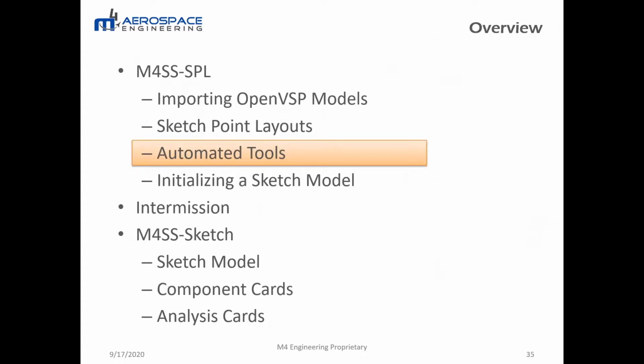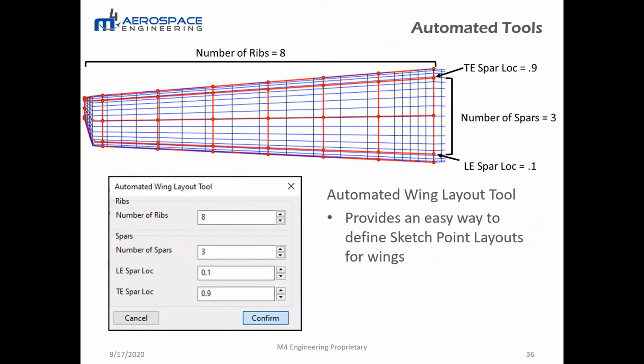So now I'll go over some of the automated tools included in the sketch point layout tool. The first automated tool is the automated wing layout tool. The automated wing layout tool lets the user specify the desired number of ribs and spars, and it automatically generates a corresponding sketch point layout. And if the resulting layout isn't quite what you want, you can still go in and edit the layout itself or add and remove sketch points. You can angle the ribs and spars as well.